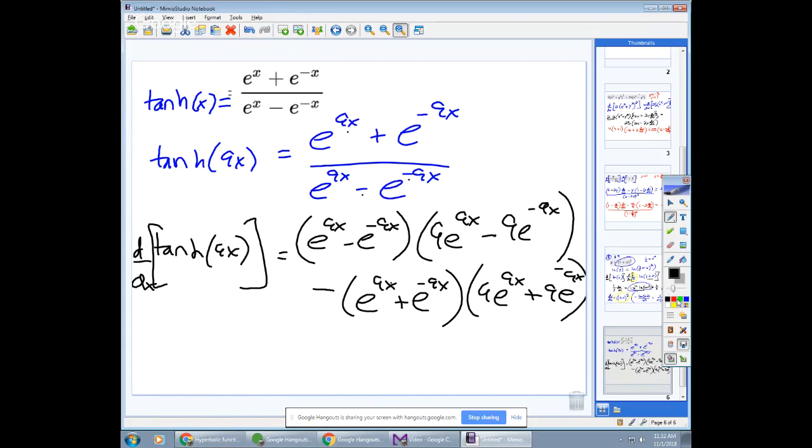And then this is my numerator here. So all of that is divided by the square of the bottom. So e to the 9x minus e to the negative 9x, squared.